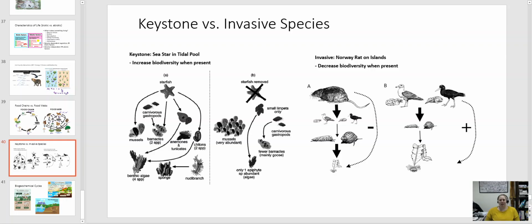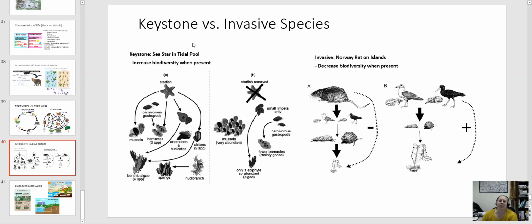Quick reminder, keystone species increase biodiversity when present. Invasive species decrease biodiversity when present because invasive species are moved into the environment intentionally or unintentionally and compete with native species. I like these 2 images a lot because they really illustrate this.